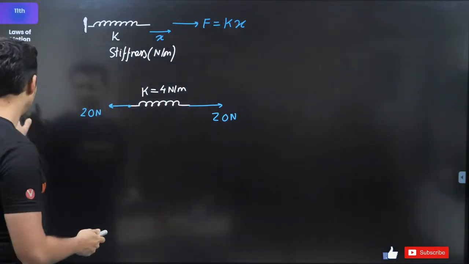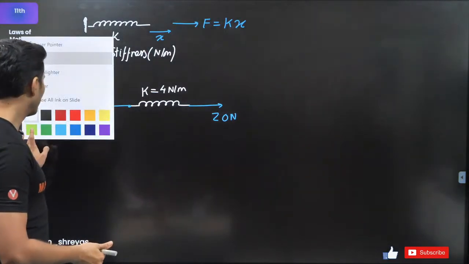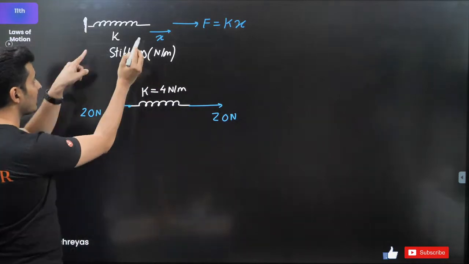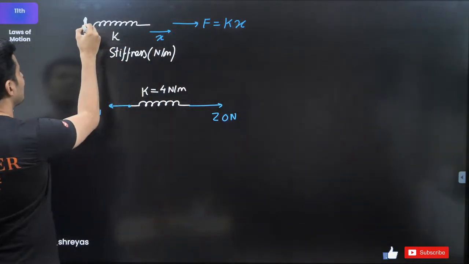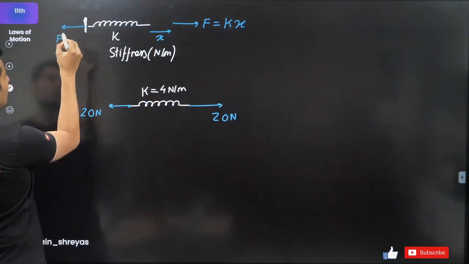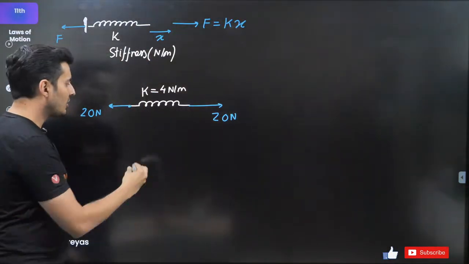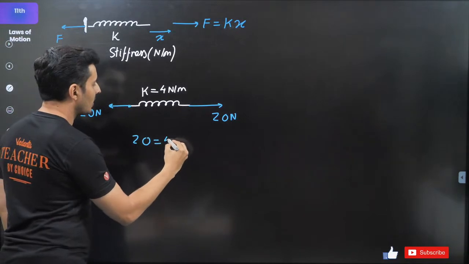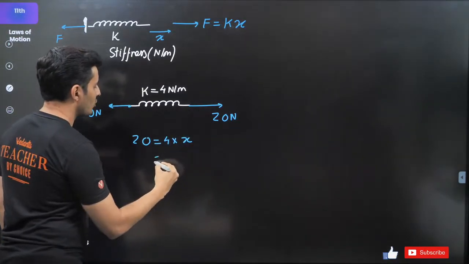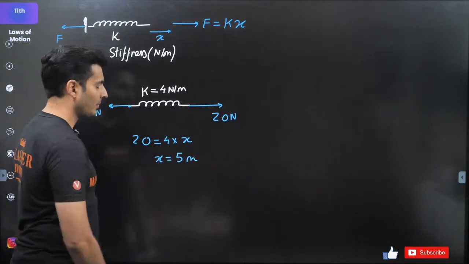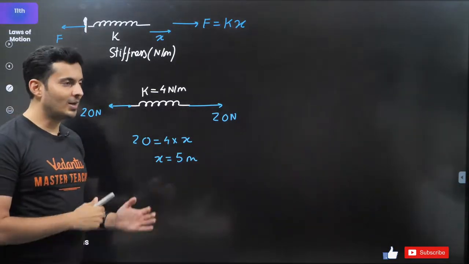Okay, 5 meters. Let's see if you guys are correct. What should I take my force as? The force, I should take it as only 20 Newton, because remember, if there is force from this side, there is also the same force from this side. There is no difference between this diagram and this diagram. So I should just say 20 is equal to K into x. So x will be nothing but 5 meter. Very good. Awesome.